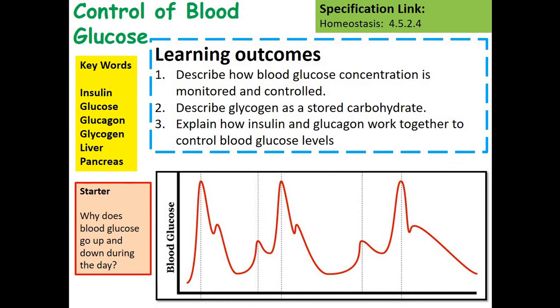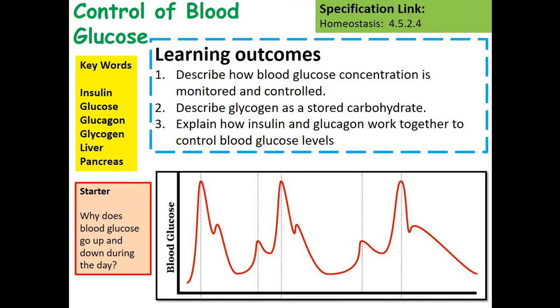We need to be able to describe how blood glucose concentration is monitored, describe how glycogen is a store of carbohydrate, glycogen is a store of glucose, and explain how insulin and glucagon, the two key hormones, work together to control blood glucose levels in this negative feedback loop.